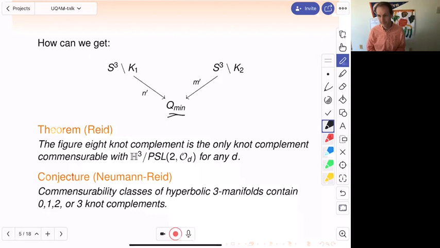The conjecture is that in fact knot complements in a commensurability class should be very rare. So it's normally stated that the commensurability classes of hyperbolic 3-manifolds contain at most 3 knot complements. I've just teased out the conjecture to say 0, 1, 2, or 3, because over the course of the talk, we'll see examples where each one of those numbers is hit exactly, or I'll describe how we can hit each one of those numbers exactly.